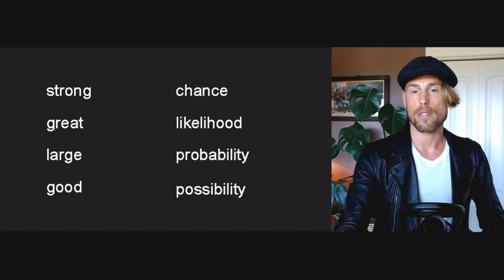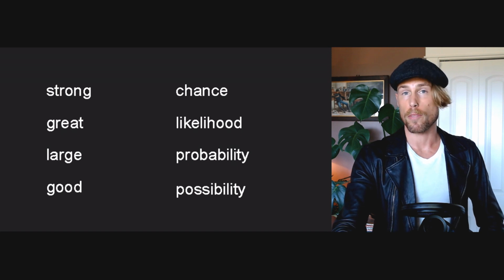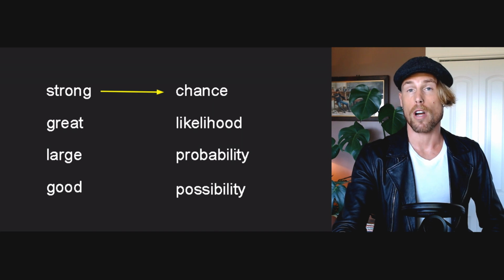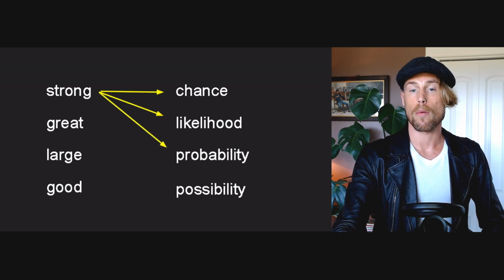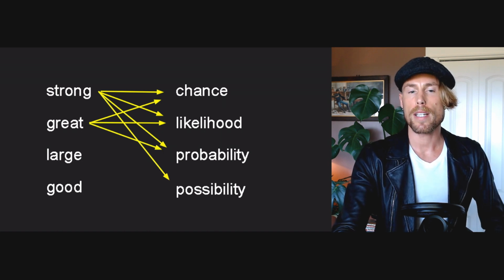But first, I just want to show you the adjectives on the left and the nouns on the right. Now, in the examples on the previous slide, I showed strong chance, great likelihood, large probability, good possibility, and you can use many different adjectives with nouns. In fact, in my opinion, all of these adjectives can go with all of the nouns. So you can say strong chance, strong likelihood, strong probability, strong possibility, great chance, great likelihood, great probability, etc. They are quite similar, most of them, but there are little differences.